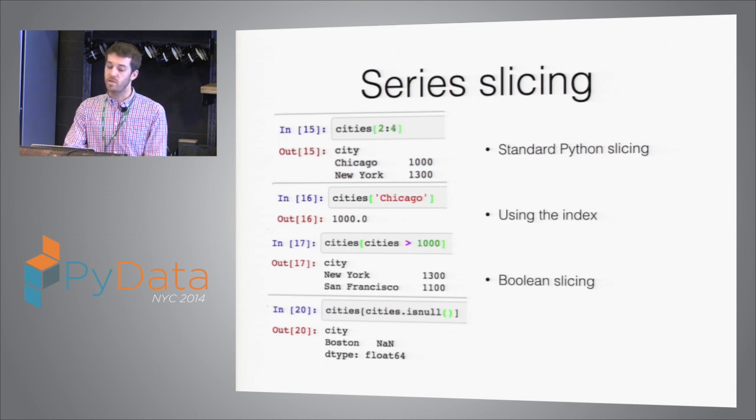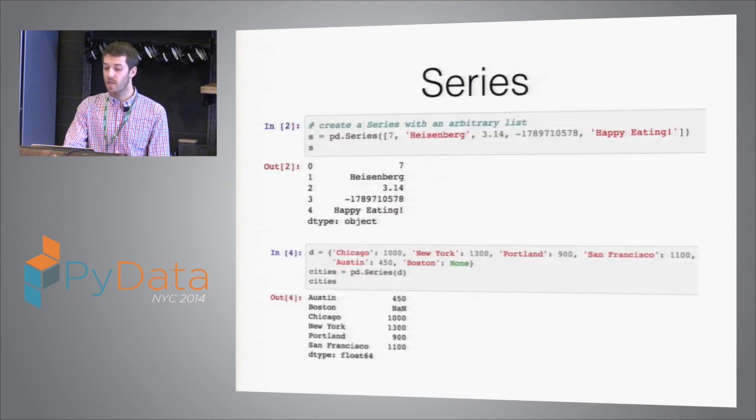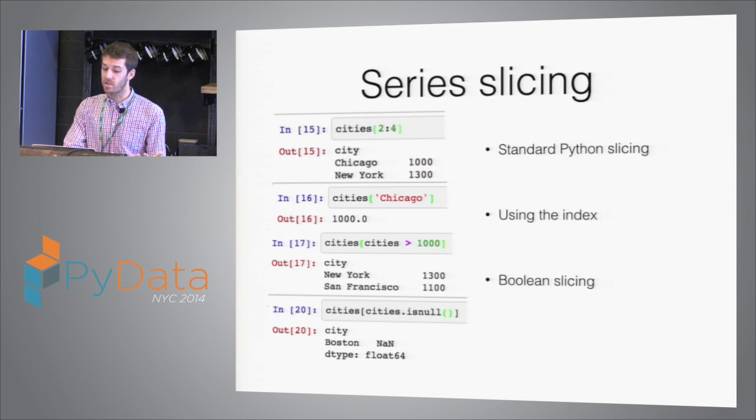And lastly, we could actually do Boolean slicing. Series themselves have a lot of methods. So if you remember back when we created this series, you can see Boston has None. In pandas, that's called NaN. In NumPy, I think it's NaN. In SQL, it's essentially your null value. So in pandas, you can just say cities where the cities is null, and that's why we get Boston.